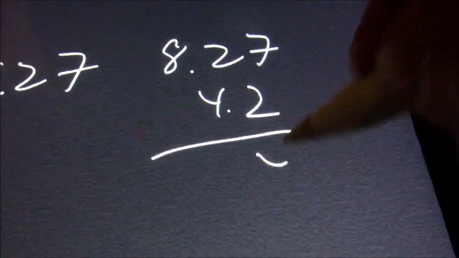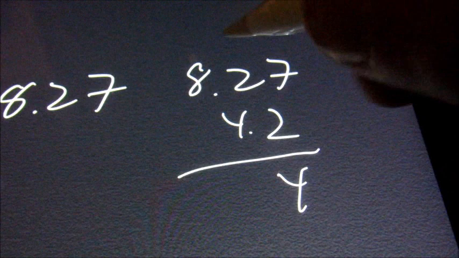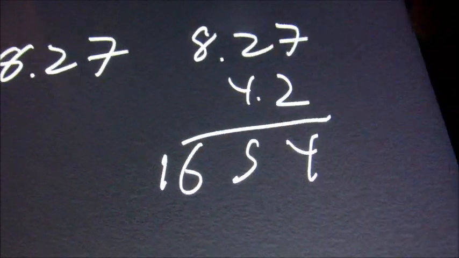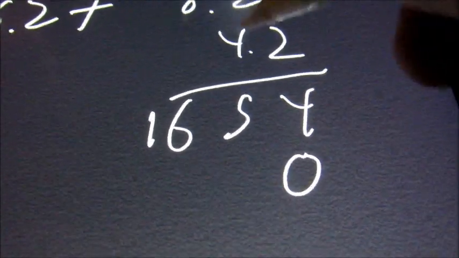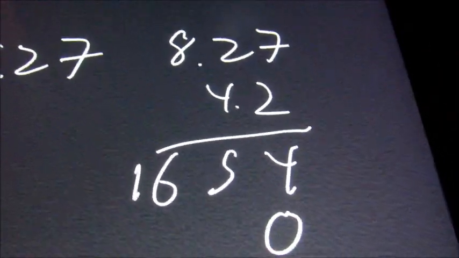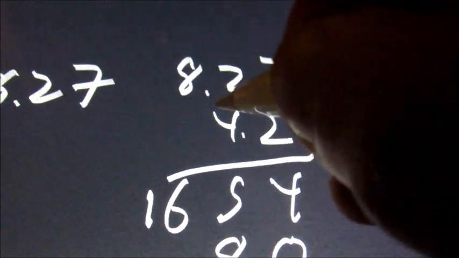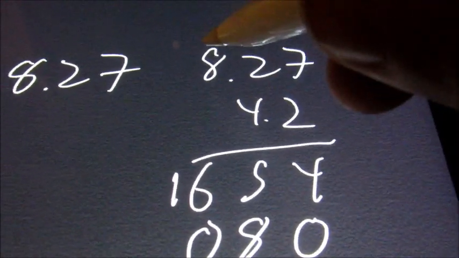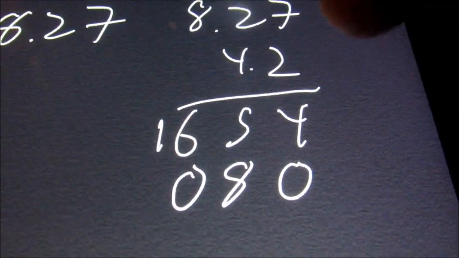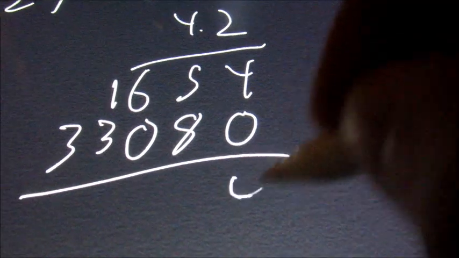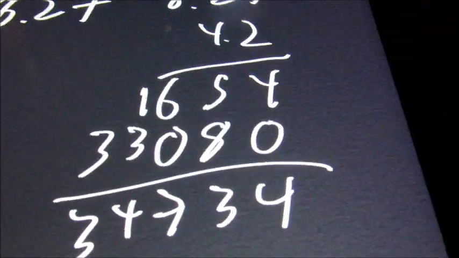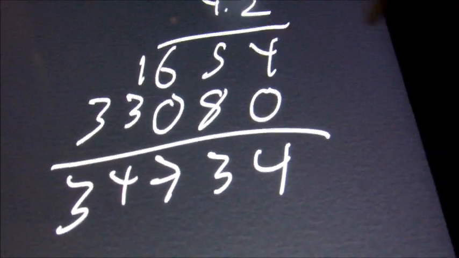So 2 times 7 is 14. 2 times 2 is 4, plus 1 is 5. And 2 times 8 is 16. Bring the 0 as a placeholder. 4 times 7 is 28. 4 times 2 is 8, plus 2 is 10. And 4 times 8 is 32, plus 1 is 33. Now add them like we did before. 4, 13, 6, 7, 4, 3. So we have 3, 4, 7, 3, 4.